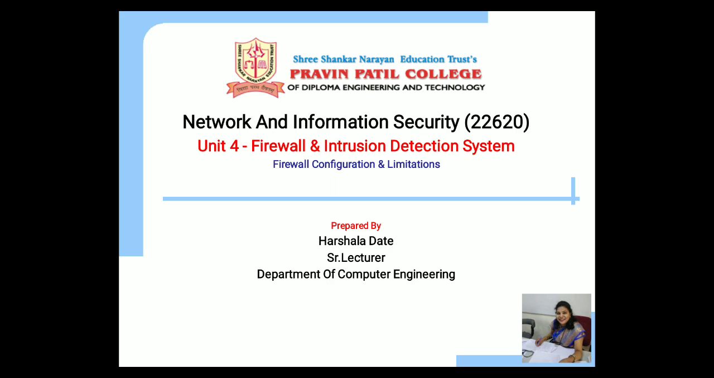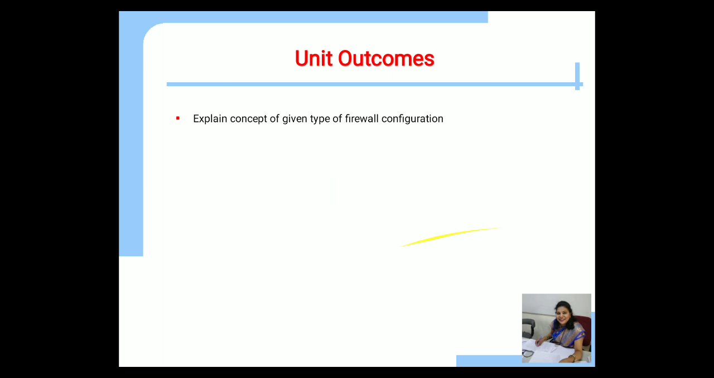In this video lecture, I am going to teach you firewall configuration and limitation. In the previous video lecture, we have seen the firewall concept and the types of firewall, that is packet filtering router, application level gateway and circuit level gateway. So using the packet filtering router and the application level gateway, we are going to see the combination of these to form the firewall configuration and also limitations.